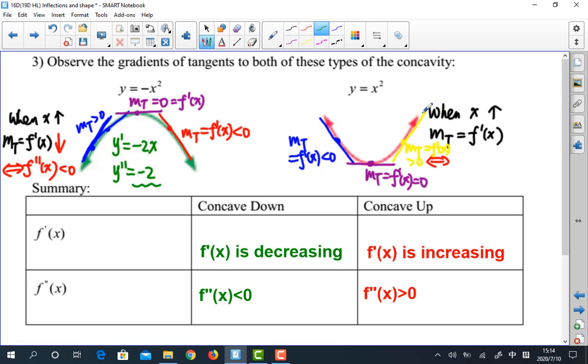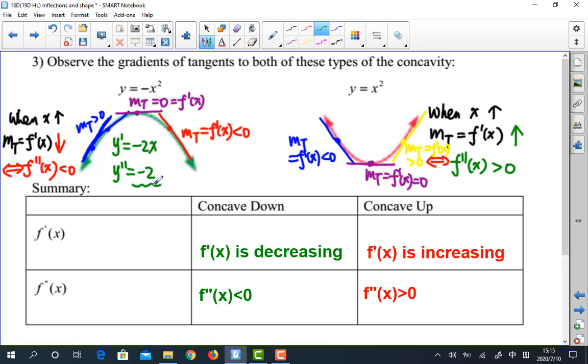So for the concave up function, when x increases, its gradient function from the left side to the right side, negative to 0 to positive, is increasing as well. When this gradient function is increasing, the first derivative of this function, which is the second derivative, must be greater than 0. Therefore, for concave up, f prime x must be increasing when x increases. When this gradient function is increasing, its first derivative, which becomes the second derivative, should be greater than 0.